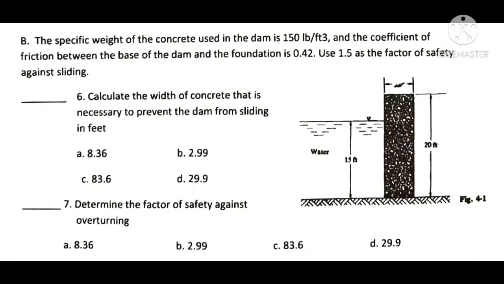Specific weight of the concrete used in the dam is 150 lb per cubic feet, and the coefficient of friction between the base of the dam and the foundation is 0.42. Use 1.5 as the factor of safety against sliding. Height of the dam is given, and height of the water is also given. We have to calculate the width of the dam in feet to prevent the dam from sliding.